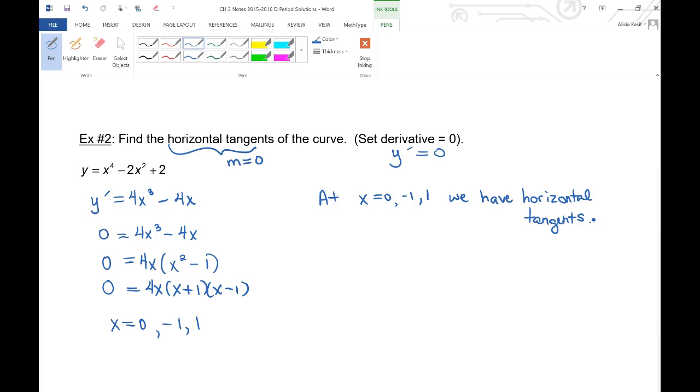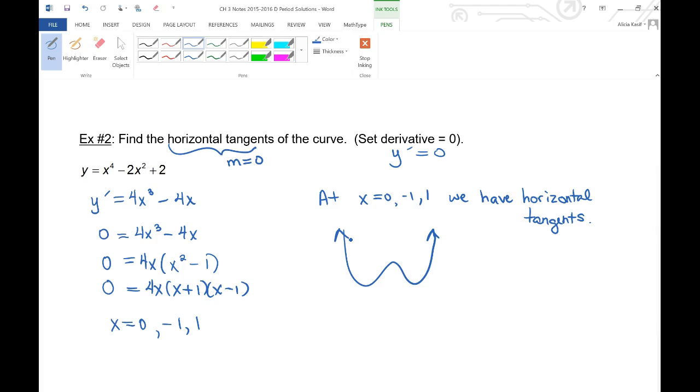Well, the slope is what? 0, 1, 0. We have this equation, which is an x to the 4th. It kind of looks like a W. So where are the horizontal tangents? They're here. What are the actual tangents? If we plug these back in, that will give us the equation for the tangent lines.